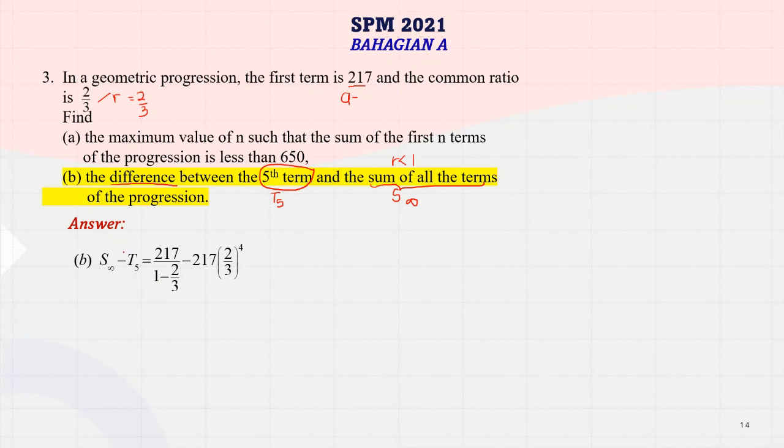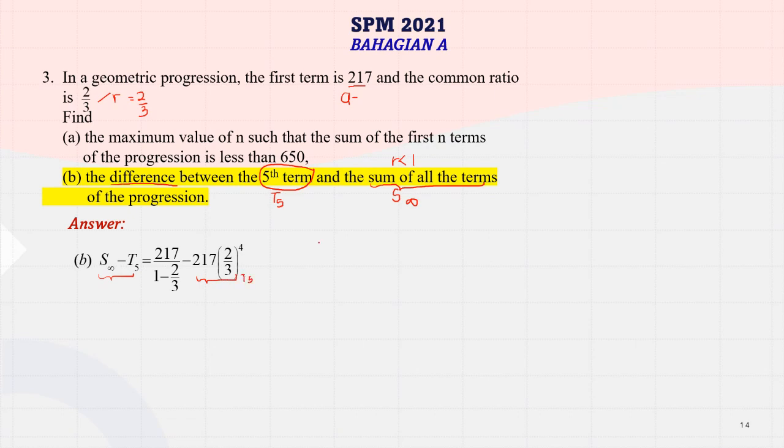So kalau kita tengok formula ni adalah because of the difference of S infinity and T5. So kita tolak, S infinity minus T5. Ini maksud dia. Yes, so S infinity minus T5. So S infinity, how to find it? It is from this one, dia kata 217 over 1 minus 2/3 and then minus T5. This is T5.